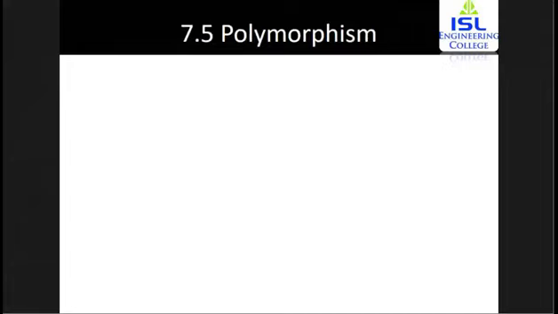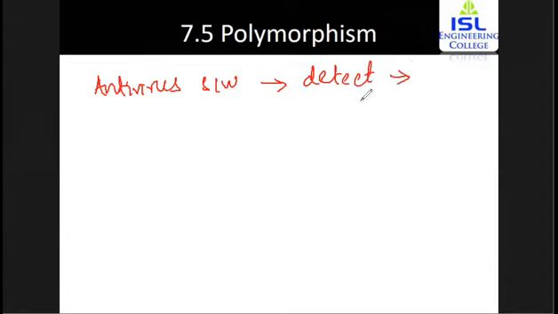The next type of threat is polymorphism. As you've seen, to avoid this type of attack, we can use antivirus software. Now, how is this antivirus software going to detect the different viruses or worms? Viruses and worms are detected via virus signatures. Every virus has a signature.